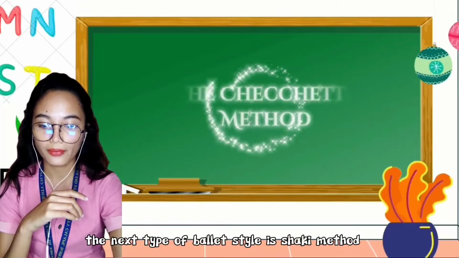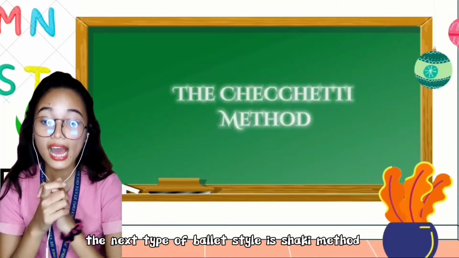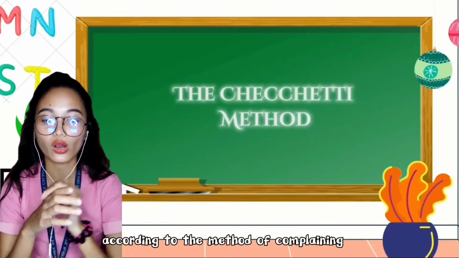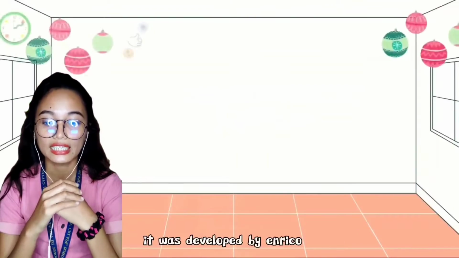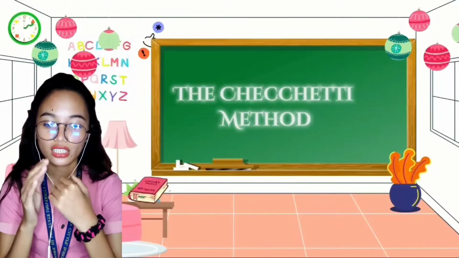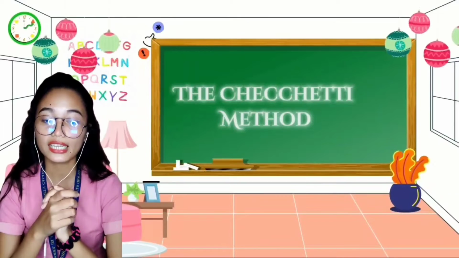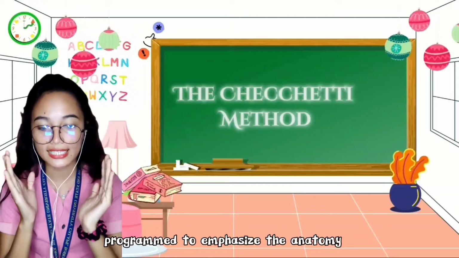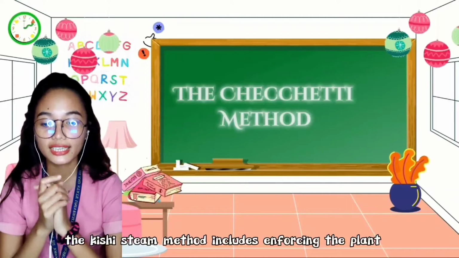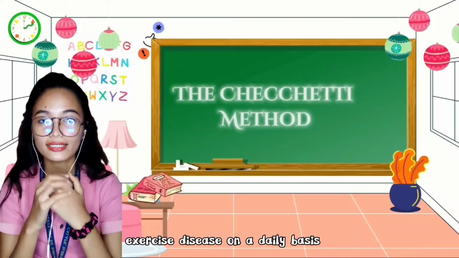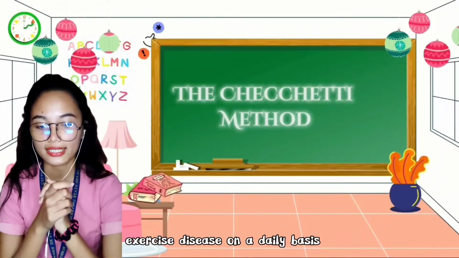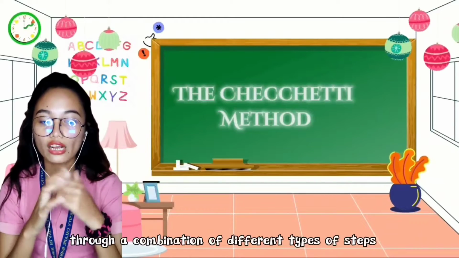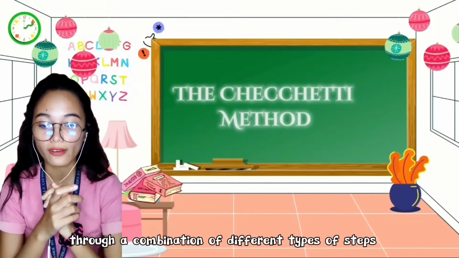The next type of ballet is the Cecchetti method. The ballet style is classified according to the method of training. It was developed by Enrico Cecchetti as a classical ballet training technique. This type of ballet has a strict program that emphasizes the anatomy. The Cecchetti method includes enforcing planned exercise routines on a daily basis. It ensures every part of the body is worked through a combination of different types of steps.